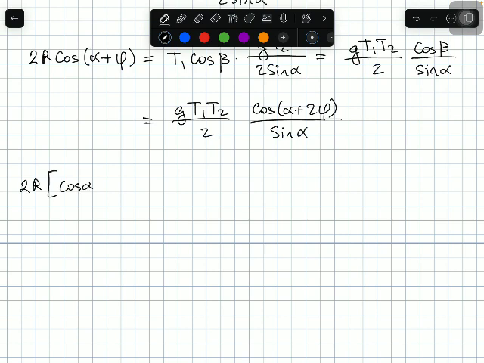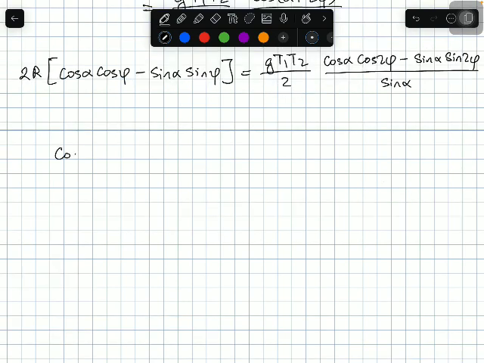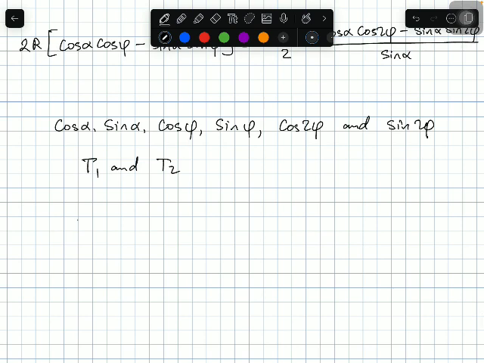2r times cosine alpha cosine phi minus sine alpha sine phi equals g t1 t2 over 2 times cosine alpha cosine 2 phi minus sine alpha sine 2 phi, everything divided by sine alpha. Now if you substitute for cosine alpha, sine alpha, cosine phi, sine phi, cosine 2 phi, and sine 2 phi our expressions in terms of t1 and t2, and after some algebraic manipulation, you should be able to get the following result, where r equals g t1 t2 divided by 2 square root of 2. And this is our final result.